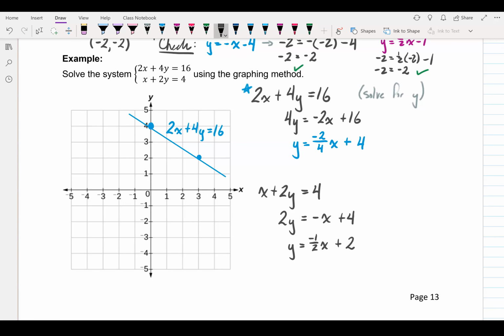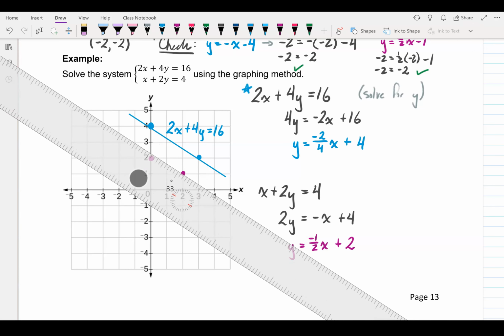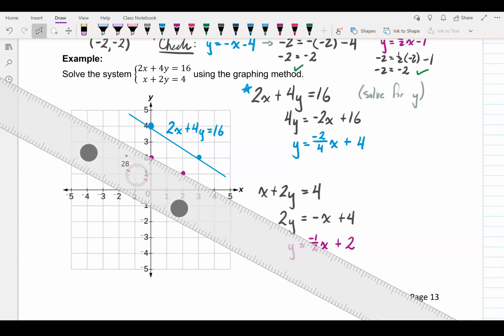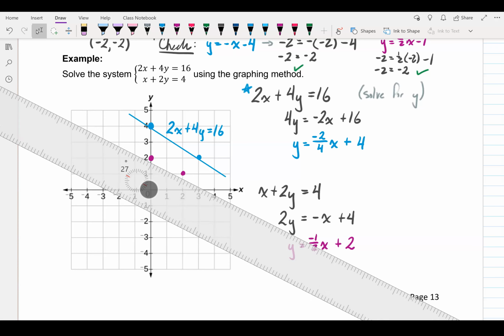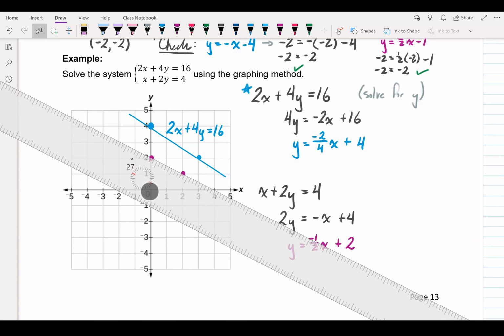And now again, I can fairly easily write down that's my y-intercept, the y value of the y-intercept, and my slope is down 1, right 2. So go down 1, go right 2. This should be my next point here. And once again, I can draw a line. Let's see if I can do a bit better job this time. I think that's probably best.